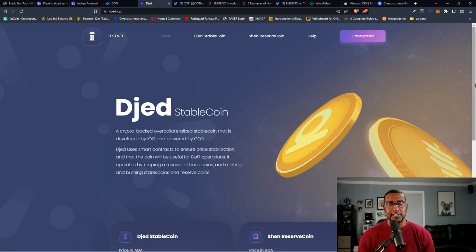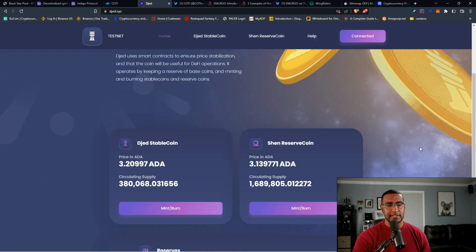So this is DJED's testnet, their website. You can go to djed.xyz. I'm going to put the link in the description. As you can see, you're going to need the Shen reserve coin and then the DJED stable coin to actually transact. The DJED, which is the stable coin, is supported by the Shen, which holds a reserve of ADA within it. So that also stops malicious actors.